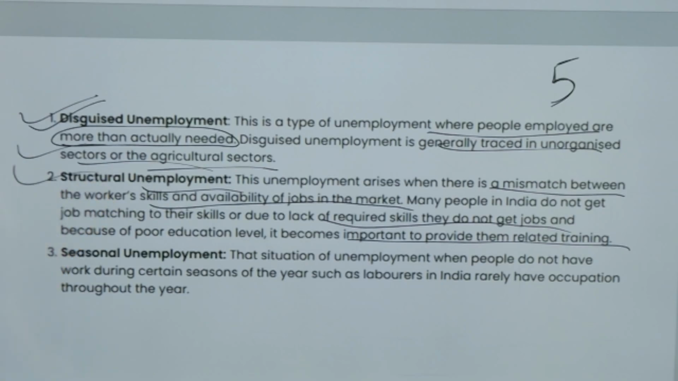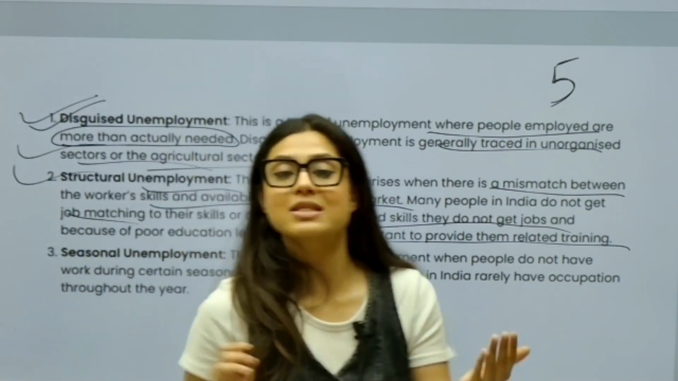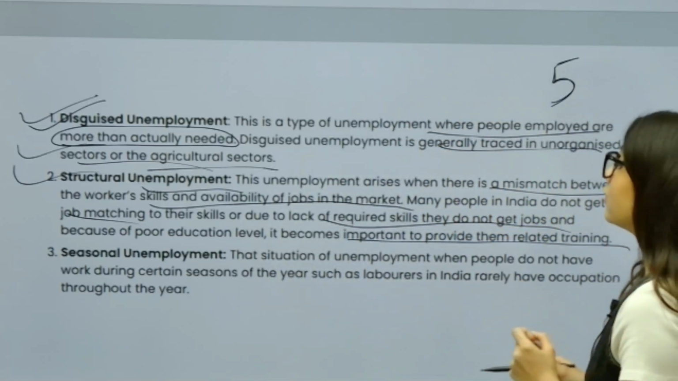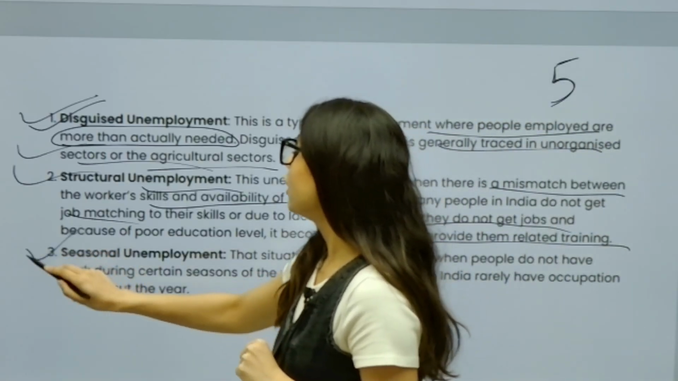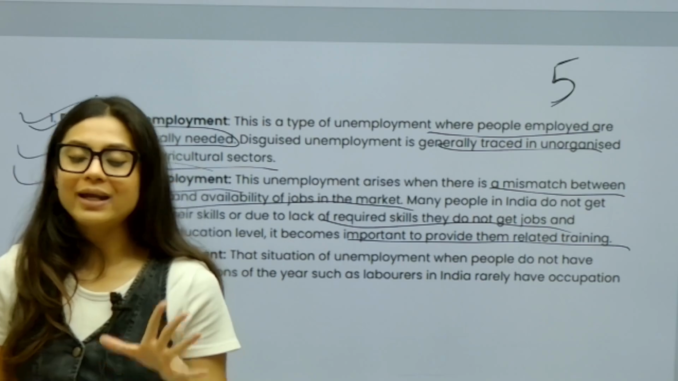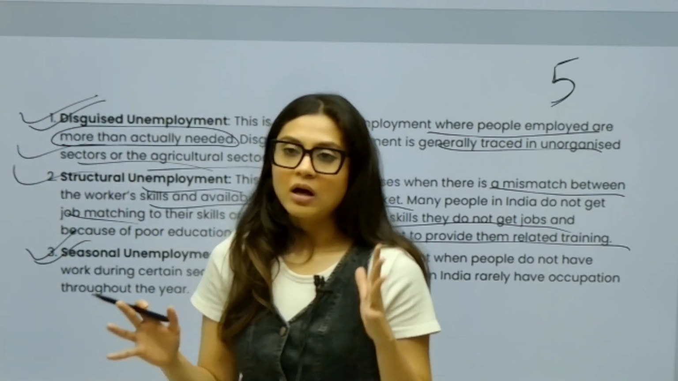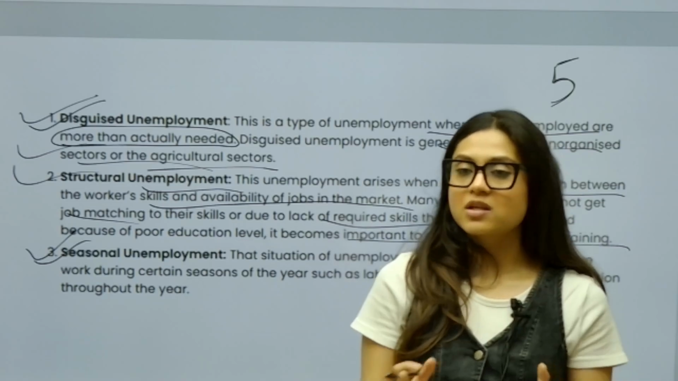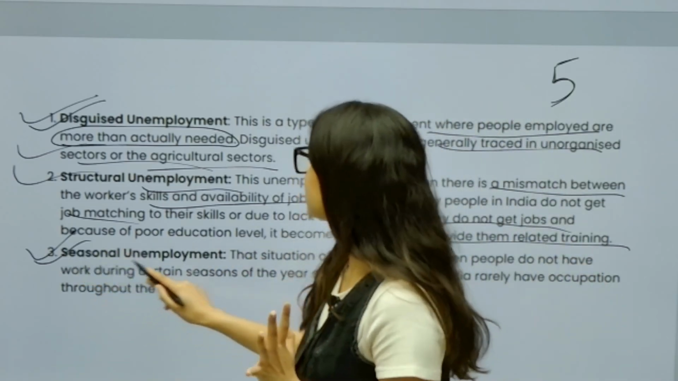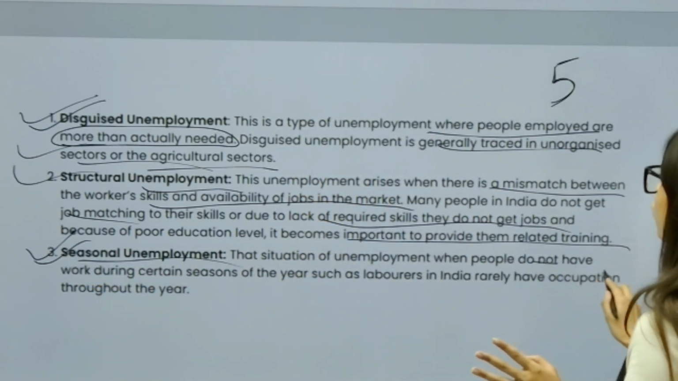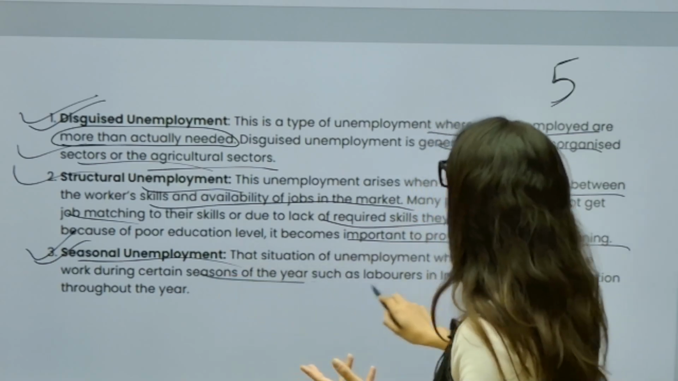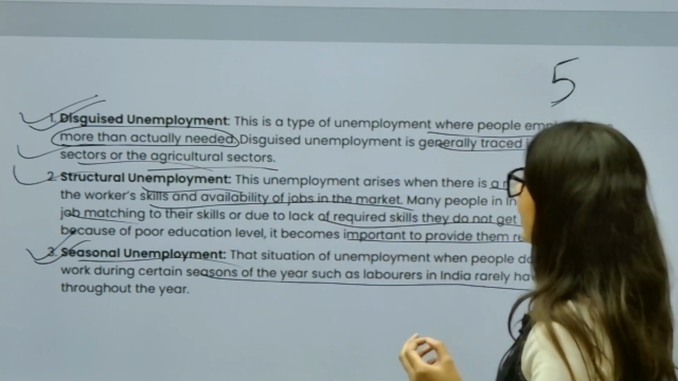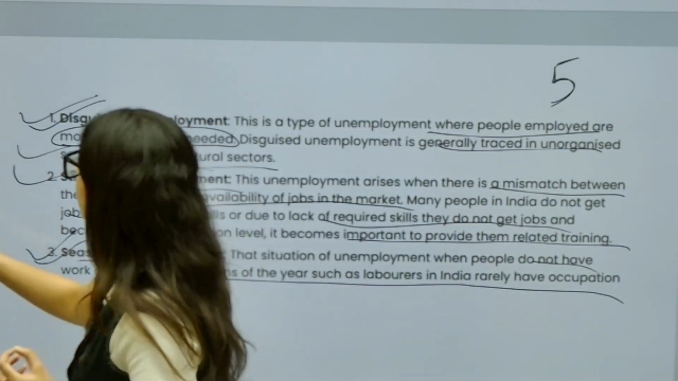Fine. So this is structural unemployment, where the job doesn't match your skills and your capabilities. Then third is seasonal unemployment. You will be employed as per the season. If the season is off season, you will be totally unemployed. So that is seasonal unemployment, when people do not have work during certain seasons of the year.